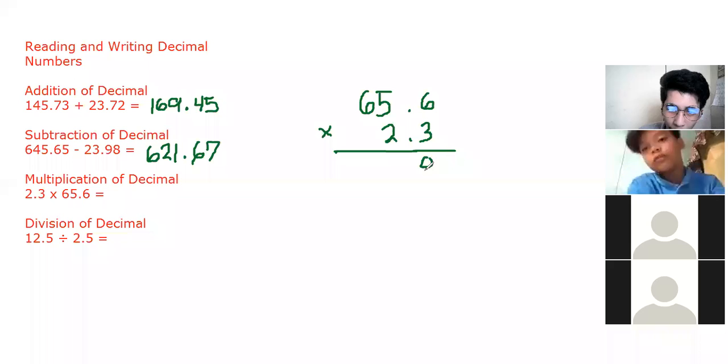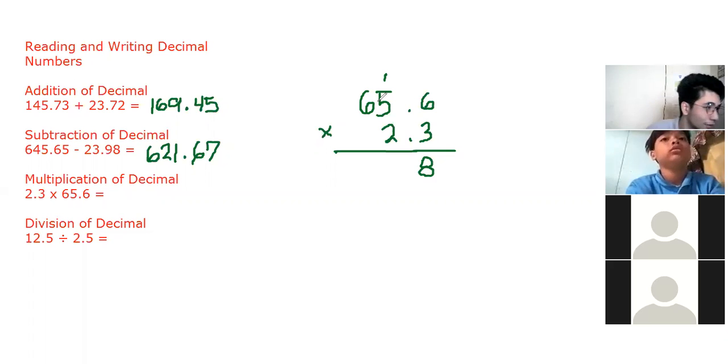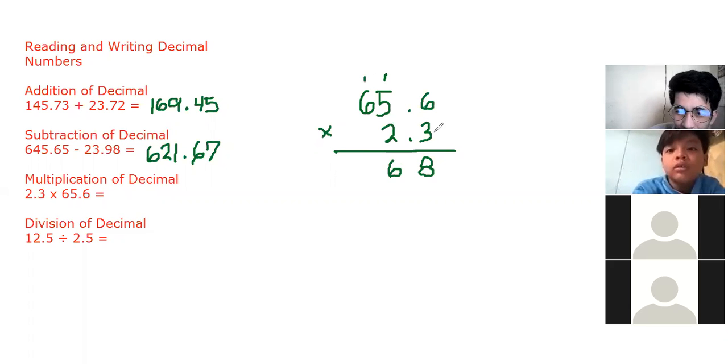3 times 6. What is 3 times 6? 18. Then, 3 times 5. What is 3 times 5? 15, 15 plus 1, 16. Then, 3 times 6, 18, 18 plus 1, 19.